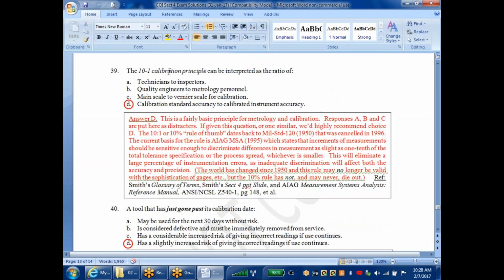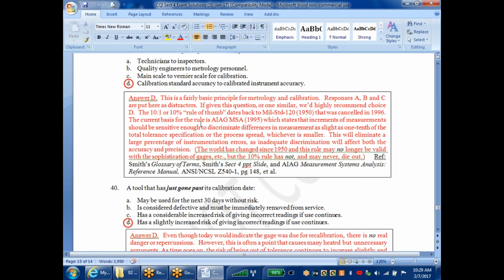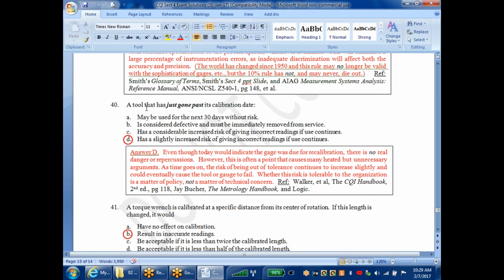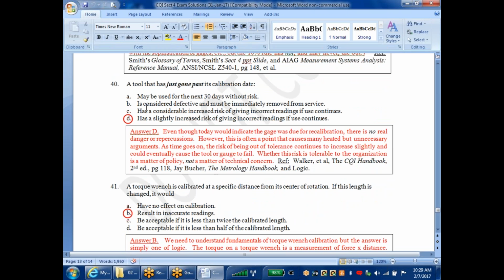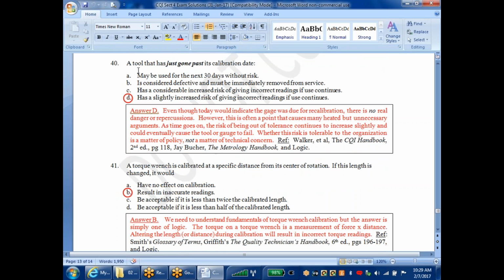39, the 10-to-1 calibration principle that we talked about in the PowerPoint slides can be interpreted as the ratio of, and we also had that in the glossary, the calibration standard accuracy to calibrated instrument accuracy. So that's what's called the 10% rule or the 10-to-1 rule. That's kind of going out, like we talked about, with the sophistication of gauging today. It may not be accurate today, but it still hangs around and probably will be as long as I'm still involved. I don't see it changing any.